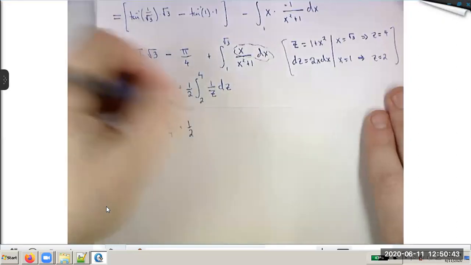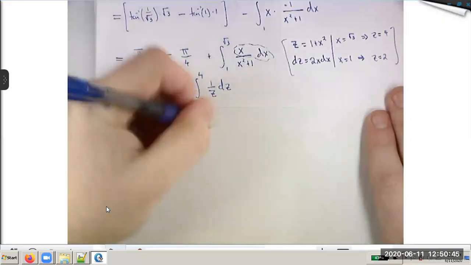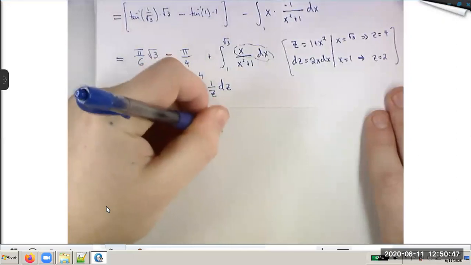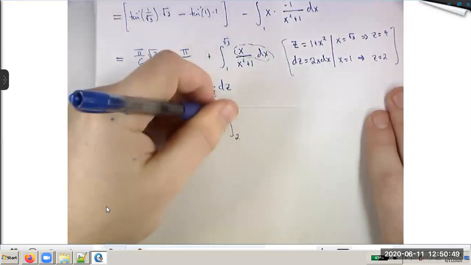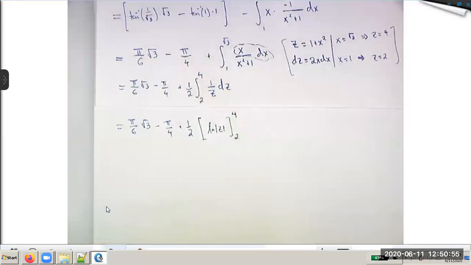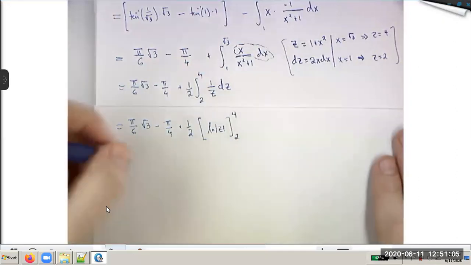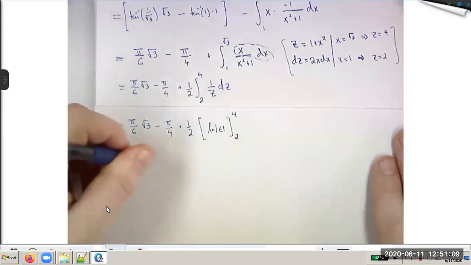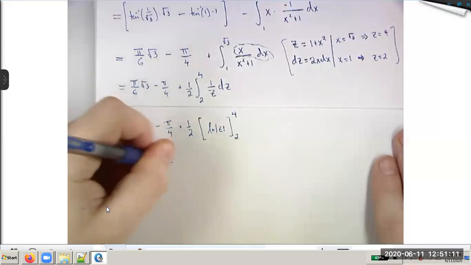Because we have the antiderivative of 1 over z, which is ln of z, from 2 to 4. And then 1/2 natural log of 4 minus 1/2 natural log of 2.